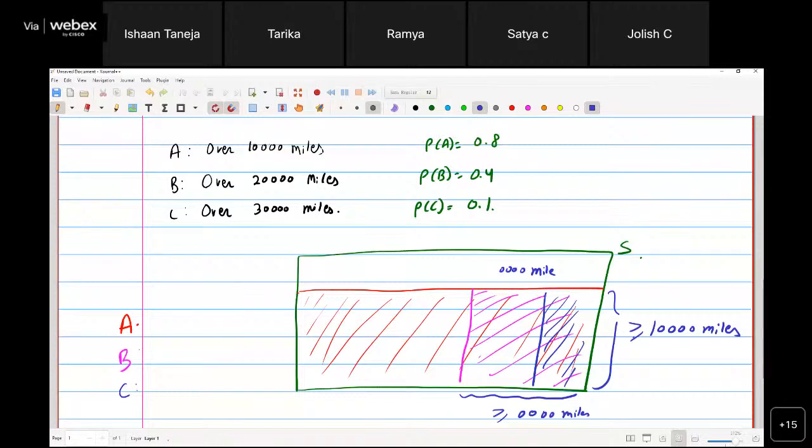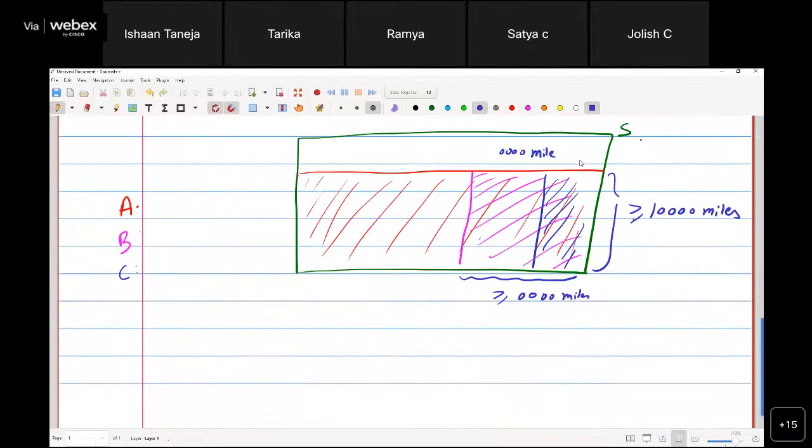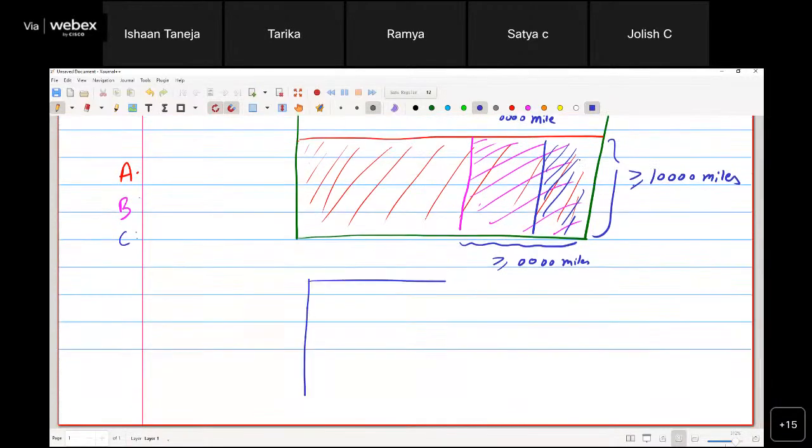And sir, in case it is not over and it is just 10,000 miles and 20,000 miles, then how would you make the Venn diagram? If it's exactly the same question, but it is not mentioned over, just 10,000 miles, and B is 20,000, just remove the over, then how will you make the diagram? In that case, it depends, right? How many miles would it be still the same?